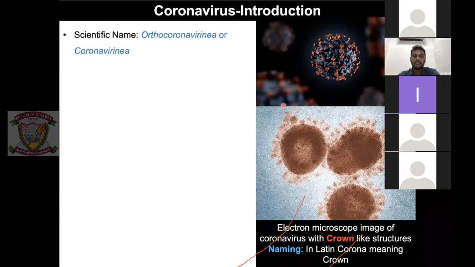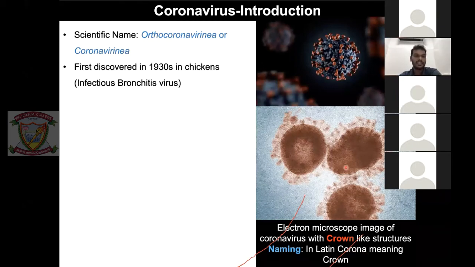As scientists, we always think about getting more into the science than the superficial information. The scientific name of coronavirus is Orthocoronavirinae, or Coronavirinae. If you look at the figure on the bottom right, this is an electron microscope image of coronavirus. You can see the spikes, and the outside of the coronavirus almost looks like a crown. That is why the name corona came, which is Latin for crown. That's why the virus is called coronavirus.